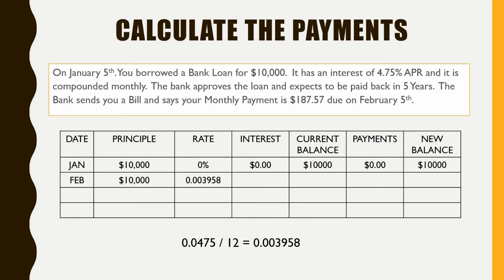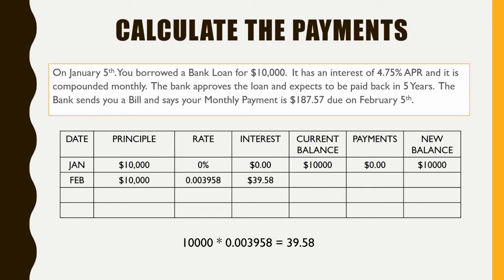APR is the key word. APR, correct. It's an annual percentage rate. But I'm not looking at an annual rate. I'm looking at how much they're going to charge me per month. So in this case, I'm going to take my 4.75% and divide it by 12 because I'm looking at my monthly percentage rate instead of an annual percentage rate. Once I do that, I'm going to multiply by my principal and I'm going to get charged $39.58 for the month of interest.